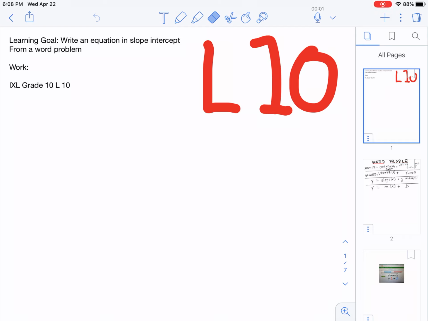Today you'll be able to write an equation in slope-intercept form from a word problem. The work for today is in IXL, grade 10, L10.